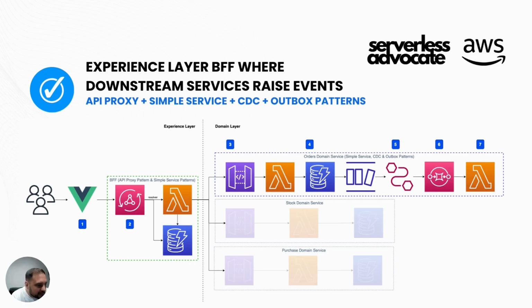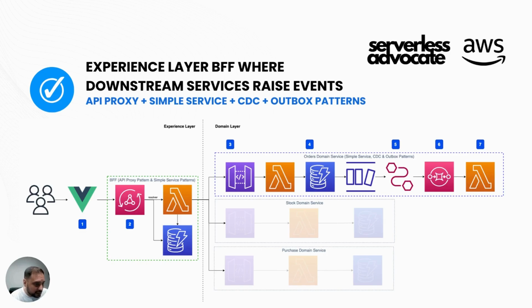So from an experience layer perspective, we can see that we've got a Vue.js app and it has its own BFF. Now that BFF, that backend for front-end API is GraphQL in this instance. And it is a simple service in its own right. So it has its own data that it stores. And we've got DynamoDB there in the mix and Lambda. But it might also have a Lambda resolver that talks to downstream systems. So it could be creating an order.